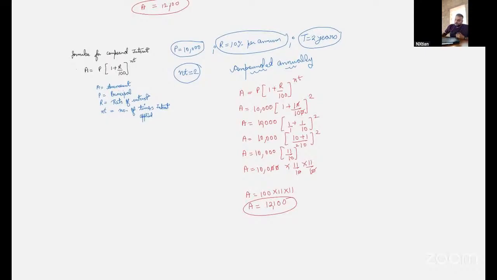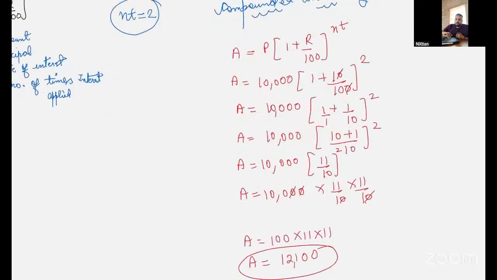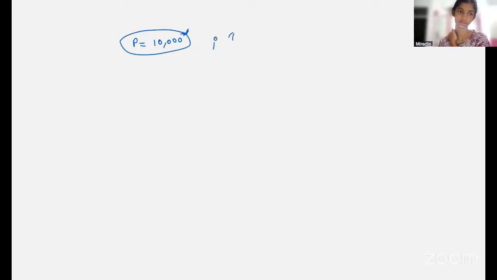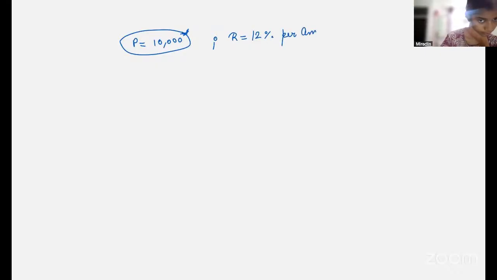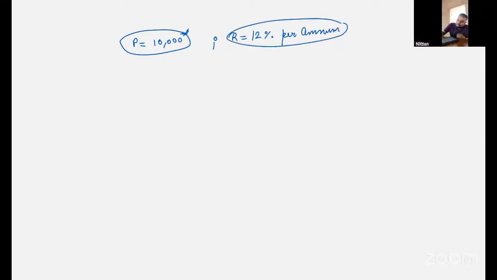Now, Miracle, will you help me to solve? Yes. First of all, you have to write what is given. The principal is 10,000 and the rate of interest is 12%. 12, not 10. And the time period is 3 years. Anything else? Compounded annually. Yes, you have to see that thing.